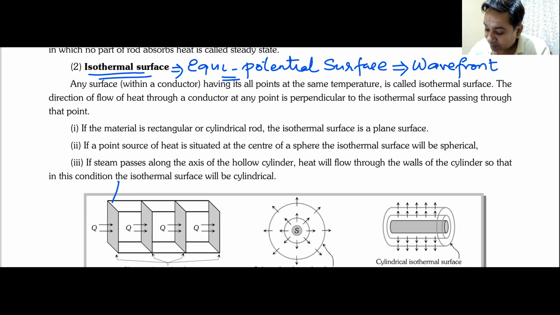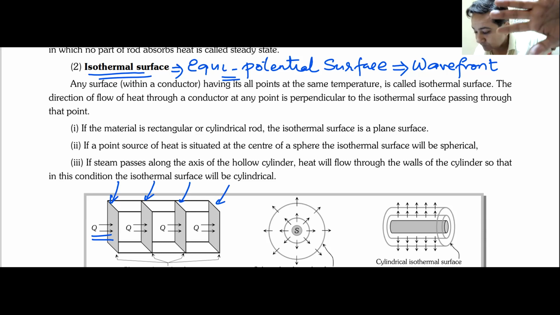See, this is a planar isothermal surface, and look at the direction of electric current. Is it perpendicular or not? Yes. So electric current is same as thermal current. Equipotential surface is same as isothermal surface. Do we understand this? Do you understand this now? Yes, sir.